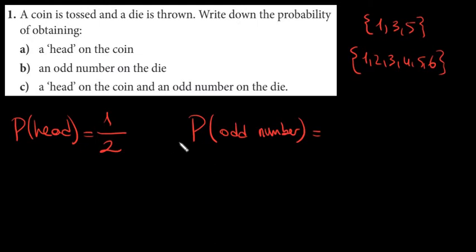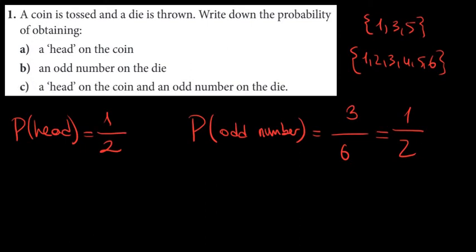So what is the probability of getting an odd number? 3 over 6. 3 over 6, yes. Because we have 3 desired outcomes and 6 total outcomes. 3 over 6 is also 1 over 2. You can divide both numerator and the denominator by 3. You will get 1 over 2.